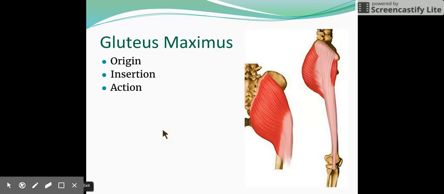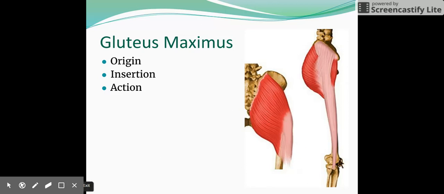Next, we have the gluteus maximus, which is the largest muscle in your body. And of course, you recognize it as your butt. It is the muscle that we associate with the butt. Its origin is here along the sacroiliac joint right here, and along the sacrum and the coccyx.